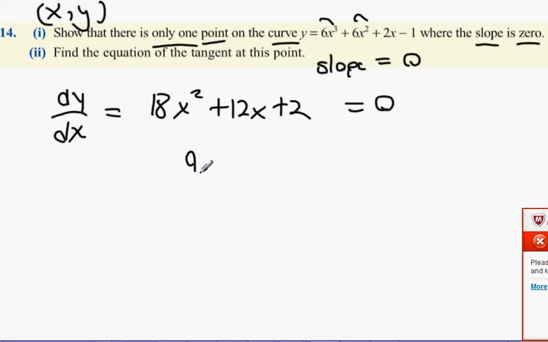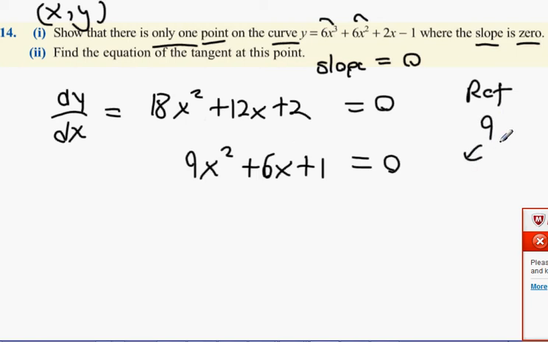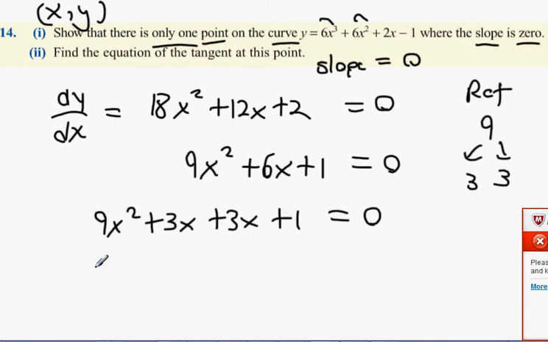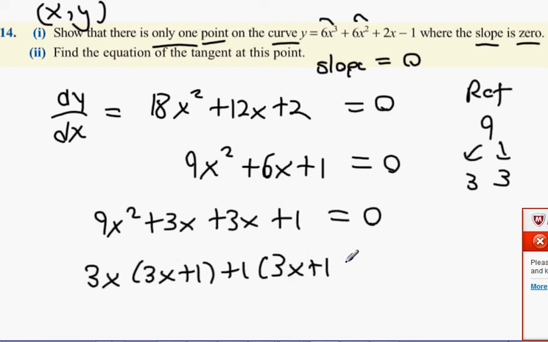So divide by 2, we get 9x squared plus 6x plus 1. You could then do the reference number. Reference number is going to be 9 by 1, which is 9. Break it up into 3 by 3. 9x squared plus 3x plus 3x plus 1 equals 0. Take out 3x, bracket 3x plus 1, plus 1, bracket 3x plus 1 equals 0. We're going to get 3x plus 1, 3x plus 1.